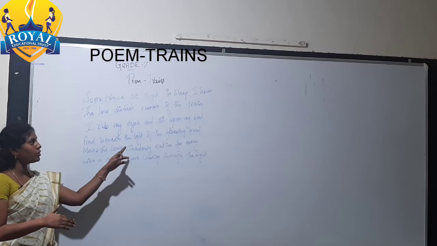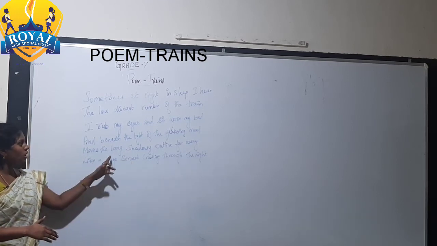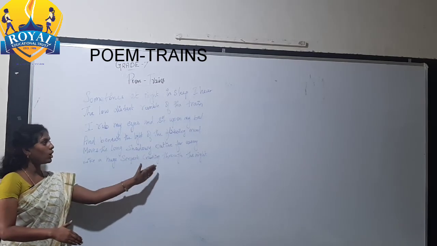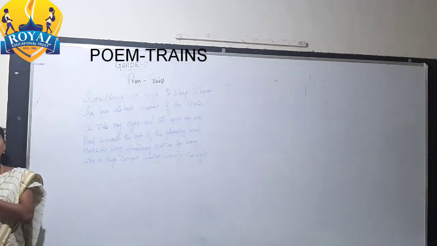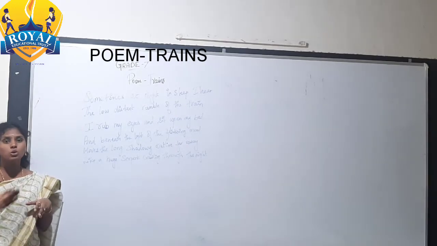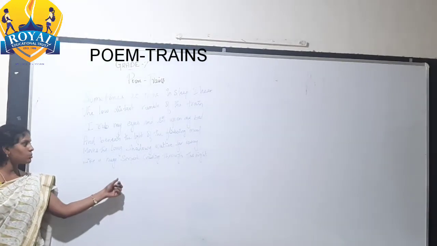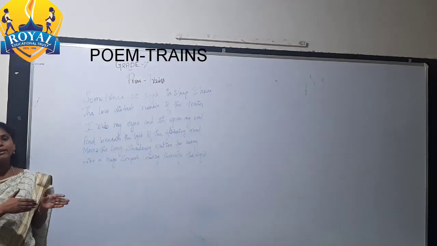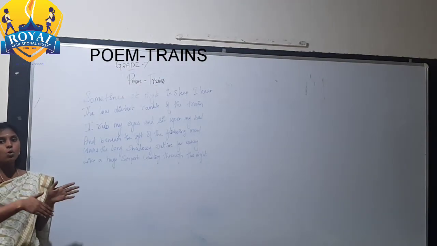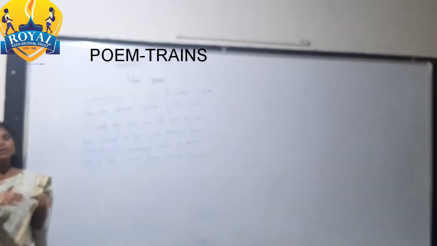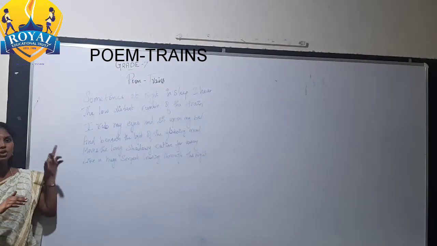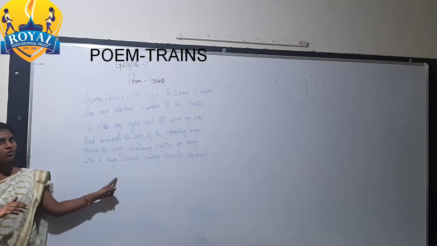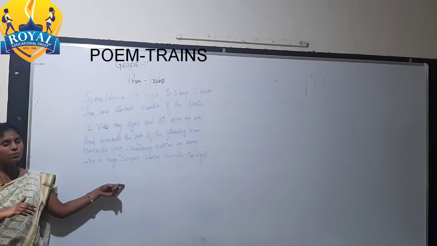And beneath the light of the flickering moon moves the long shadowy outline far away like a huge serpent crawling through the night. He compares this to the serpent. So what is meant by serpent? Serpent means a snake. How the snake looks, how the snake moves, crawling. In the same way here the train also moves. So this is the fourth stanza. Shall we move on to the fifth stanza now? Yes.